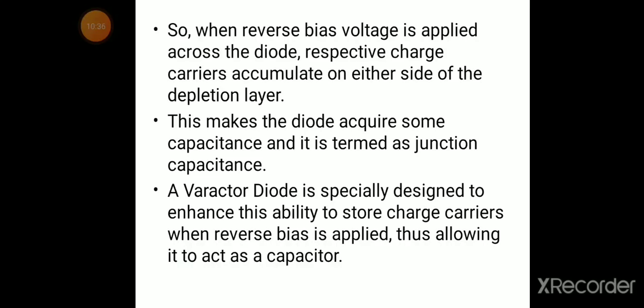A varactor diode is specially designed to enhance this ability to store charge carriers when reverse bias is applied, thus allowing it to act as a capacitor.